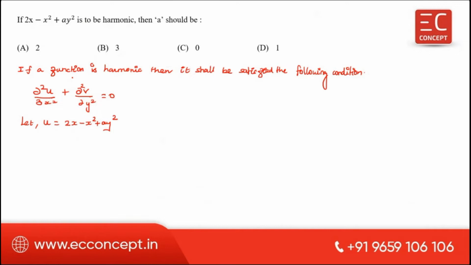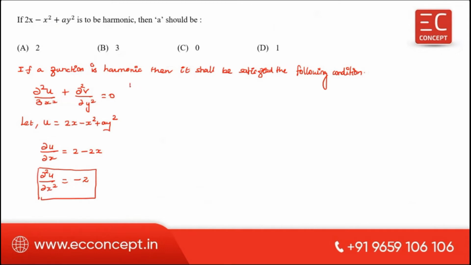Then you have to substitute and find out the values. ∂u/∂x is equal to 2 minus 2x. Yes or no? So this becomes 0. Further, if you differentiate with respect to x, ∂²u/∂x², this is 0, this is minus 2. So this is our answer.